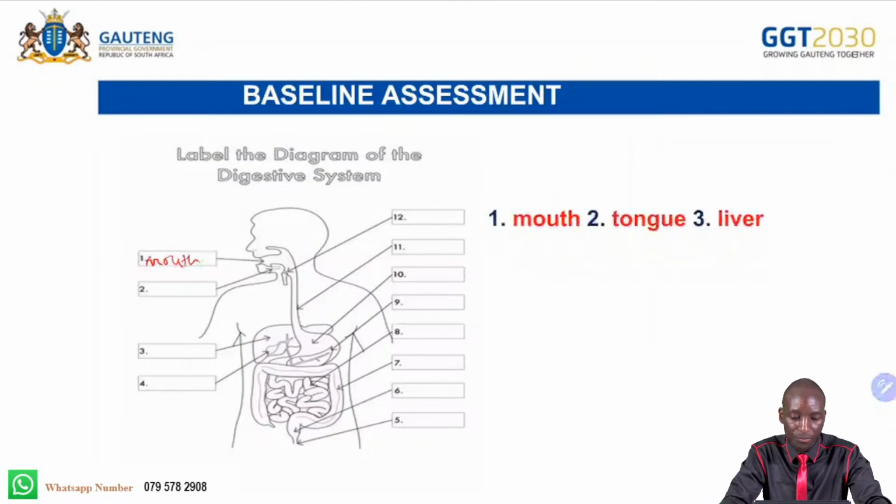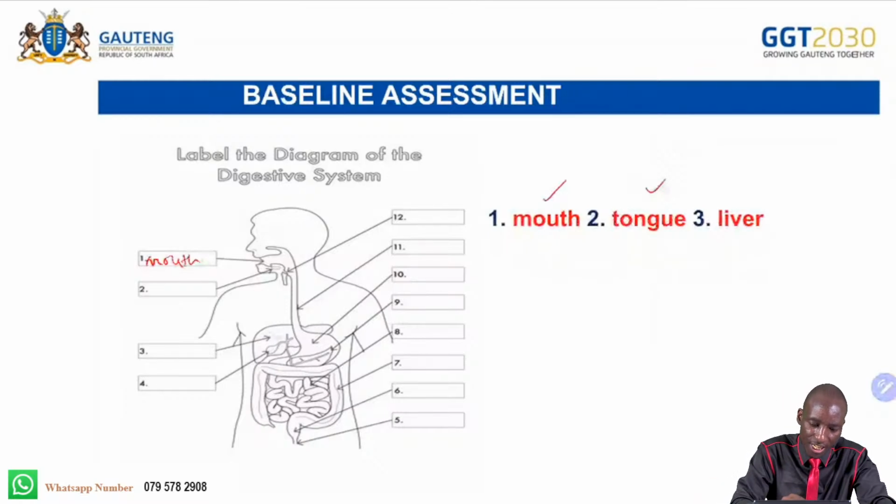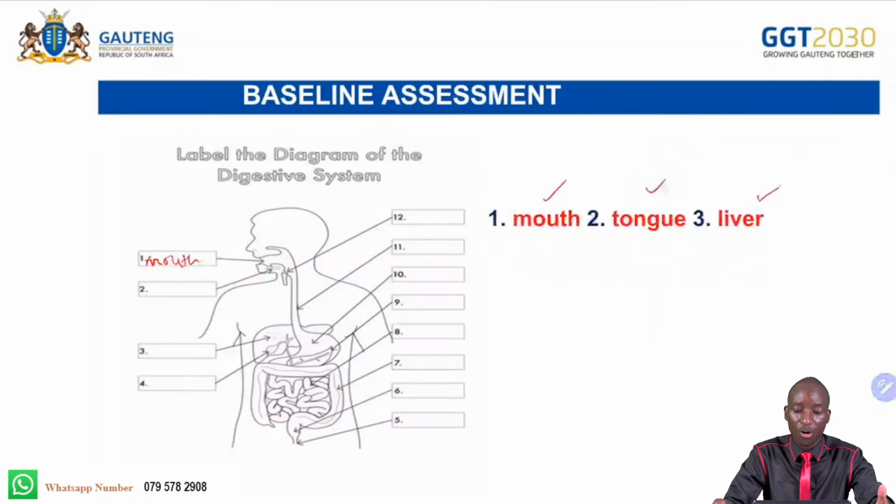Number two, that's the tongue. Now we check number three. Number three is the liver. So cross-check your answers and make sure that whatever you wrote there, if it's not correct, you write down the correct label for each of those. We're done with numbers 1, 2, 3. Let's continue from number 4.